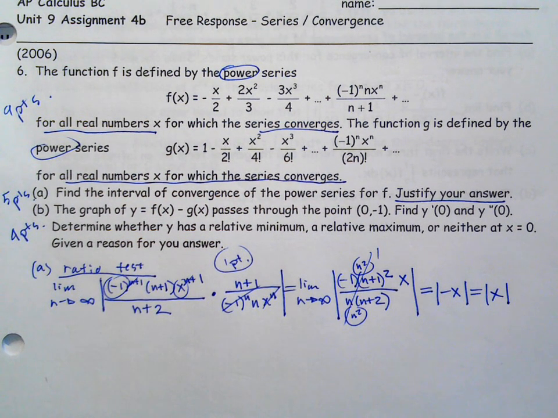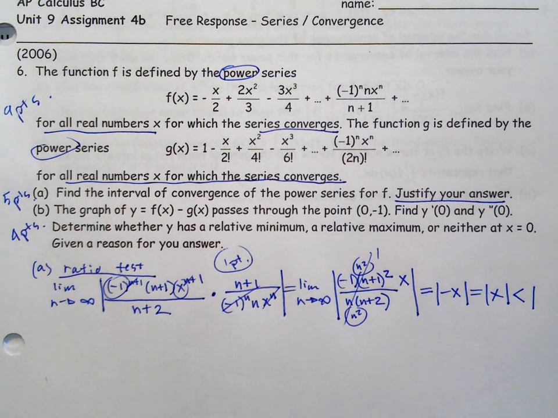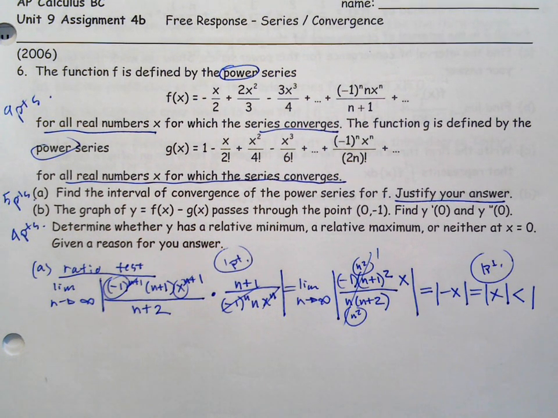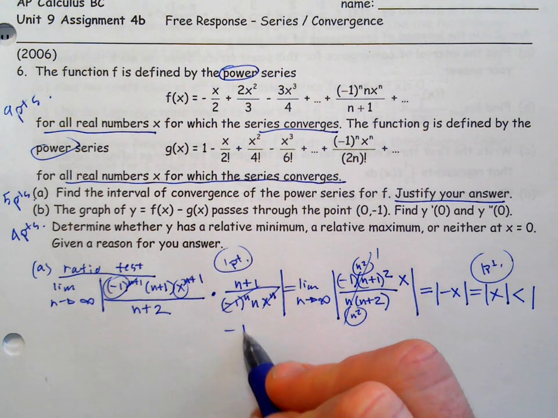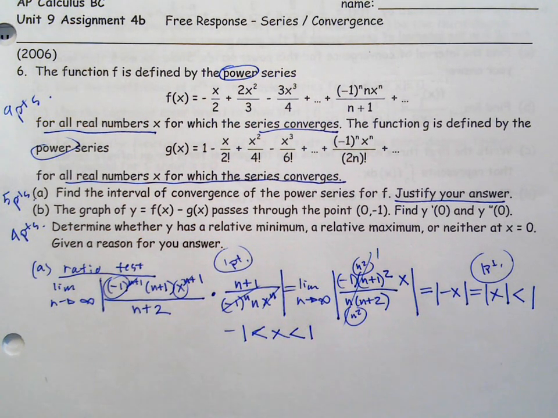Absolute value of negative is the same as absolute value of positive, and needs to be less than 1. So this is a point for applying the limit correctly, and then we're going to get -1 to 1. Now this is 5 points, right?